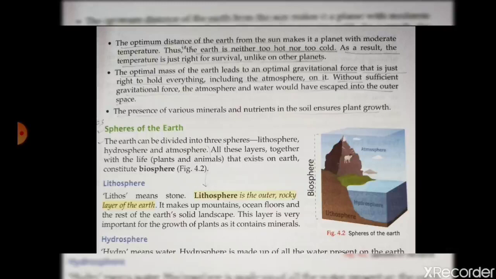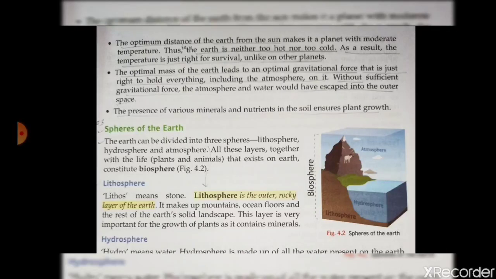The earth is at optimum distance from the sun. That is, the earth is neither too hot nor too cold. And as a result, the temperature is just right for survival of the living beings on this planet.